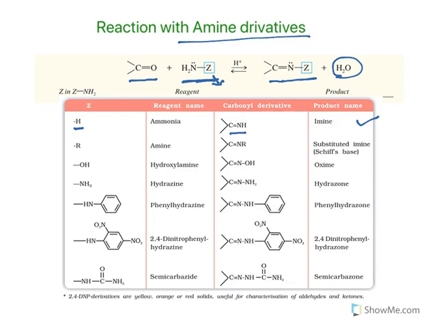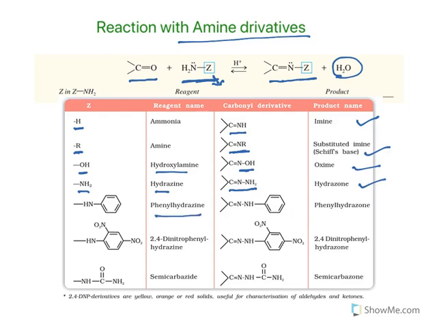If you have a substituted amine, if an R group is there, you will get an imine with substituted R, and they are known as Schiff bases. Synthetically, these are very important. Now, if the Z group is OH, then it is known as hydroxylamine, and the product is known as oxime. Similarly, hydrazine means two NH2 groups, and it results in C double bond N-NH2. The product is known as hydrazone.